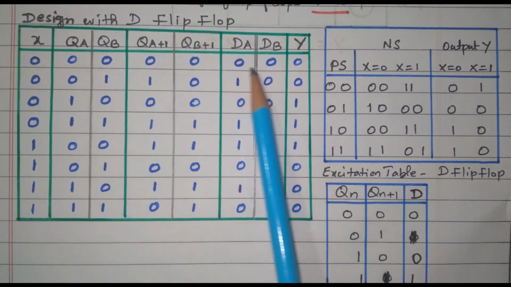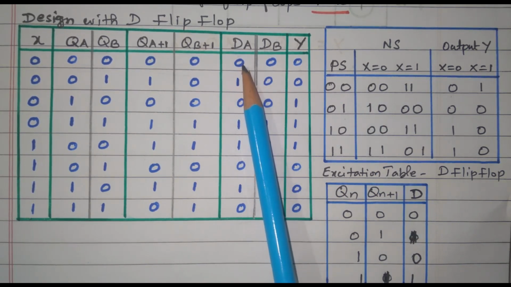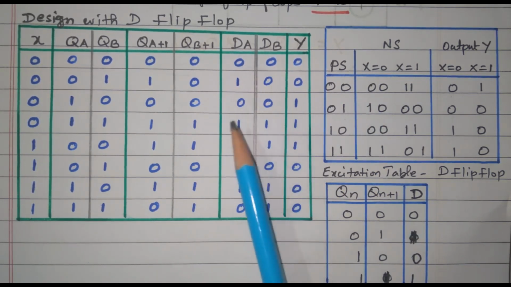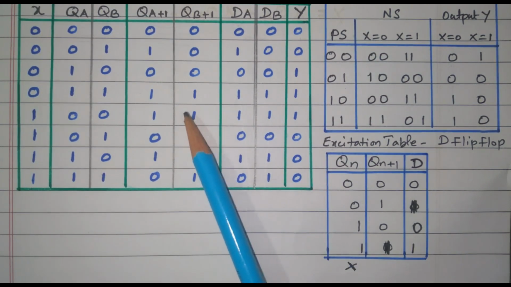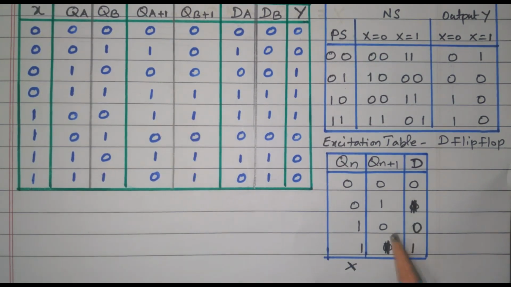Why do I need to identify what is the input to flip flop A as well as B? How to identify? For that, one more excitation table is available for the D flip flop. This is the excitation table for the sequential circuit, right. What is the excitation table? Excitation table means from the current state and next state we can decide what input is required for the D flip flop. It is the reverse of the truth table. In the truth table, from the input we can identify the output. Here from the output we are identifying the input.